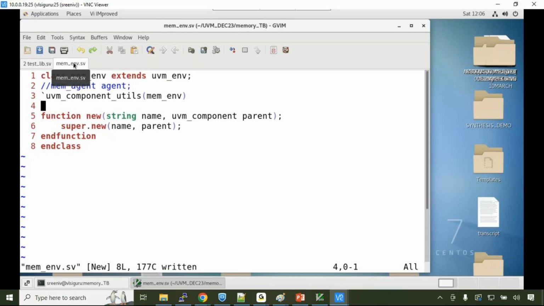As of now, I don't need it because I don't have any children. Since I commented out my children, I don't need to create them, and I don't need to connect them. So as of now, other methods are not required. Why I'm not going further is because if I develop mem agent, then I have to develop driver, sequencer, monitor, coverage, and everything. Just to show you how this UVM works, I'm stopping here.